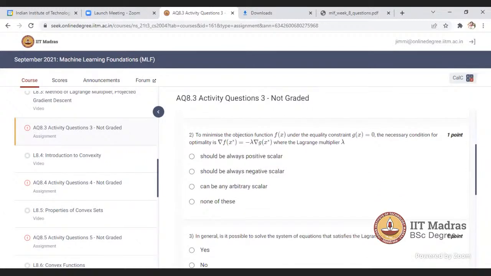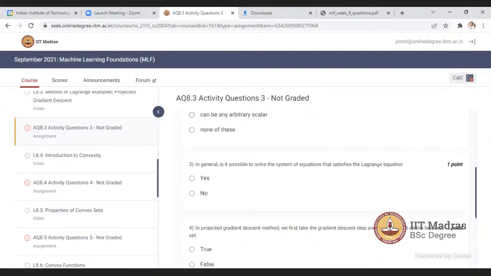So the second question says that to minimize the objective function f under the equality constraint g(x) equal to 0, the necessary condition for optimality is del f of x star minus lambda del g of x star, with the Lagrange multiplier lambda, just like in the last question we discussed. It can be any arbitrary scalar. Okay. In general, is it possible to solve a system of equations that satisfy the Lagrange's equation? What would be your answer?